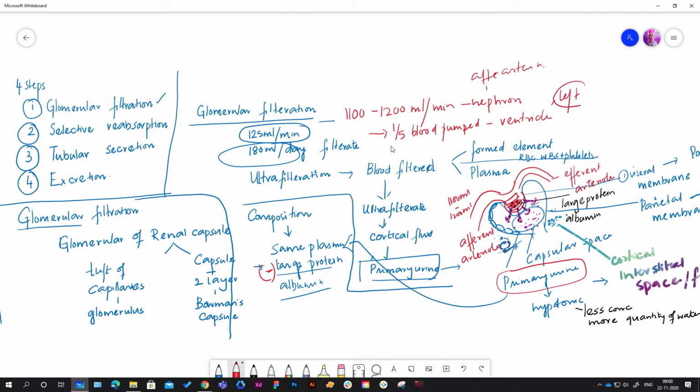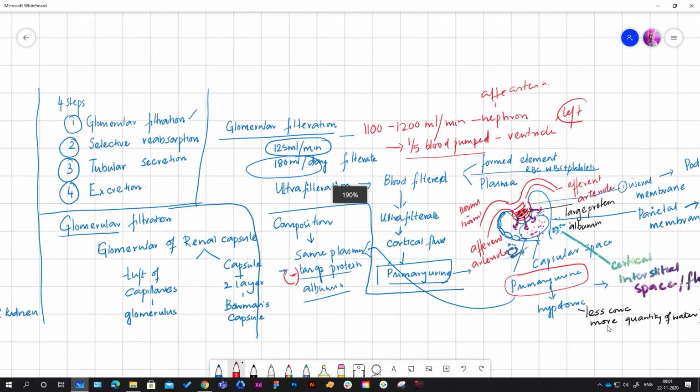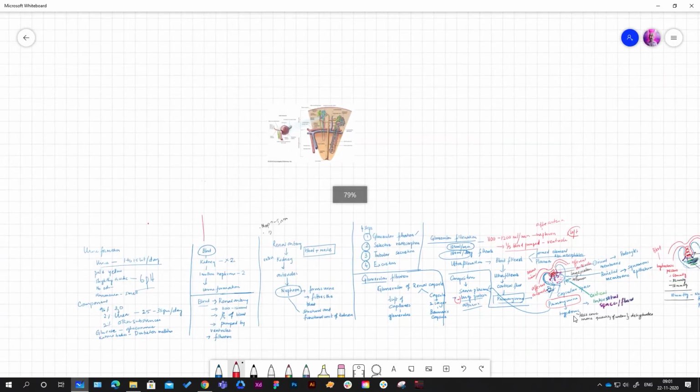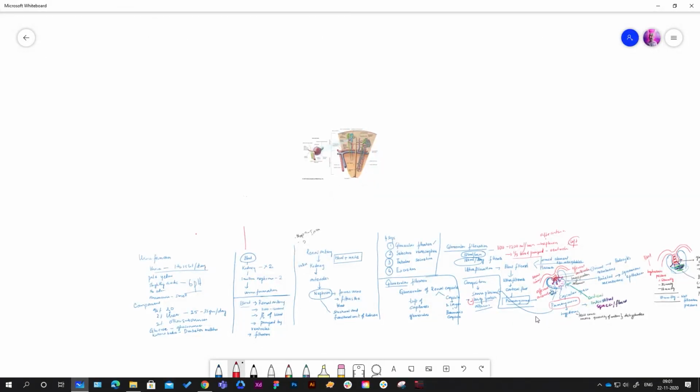From the left ventricle, 1/5 of whatever blood is pumped is entering into the kidney, and that is going into the afferent arteriole. That afferent arteriole is entering into the nephron. And at the end of the filtration, 125 ml is present in each nephron, per minute. Now we have just finished till the primary filtrate. I will continue the lecture with the next session.